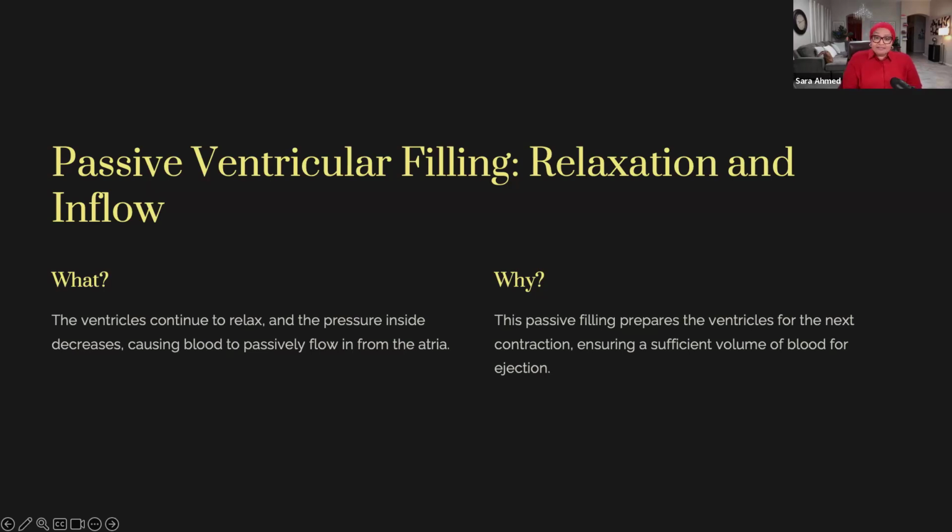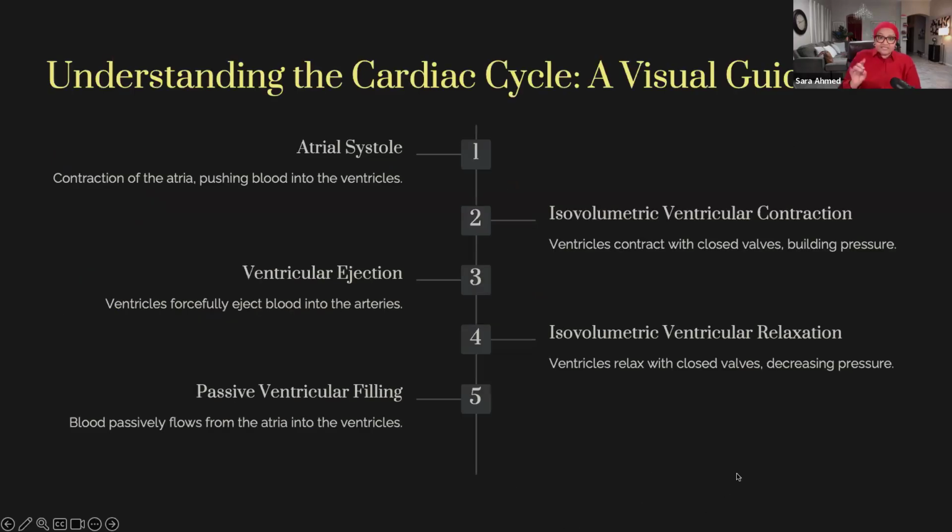Then this is the cycle. So we started with the atrial systole, which is the final act of pushing the blood into the ventricles by contracting the atrium, and we went through the cycle. Now the cycle is over. These are the mechanical events that happen during the cardiac cycle.